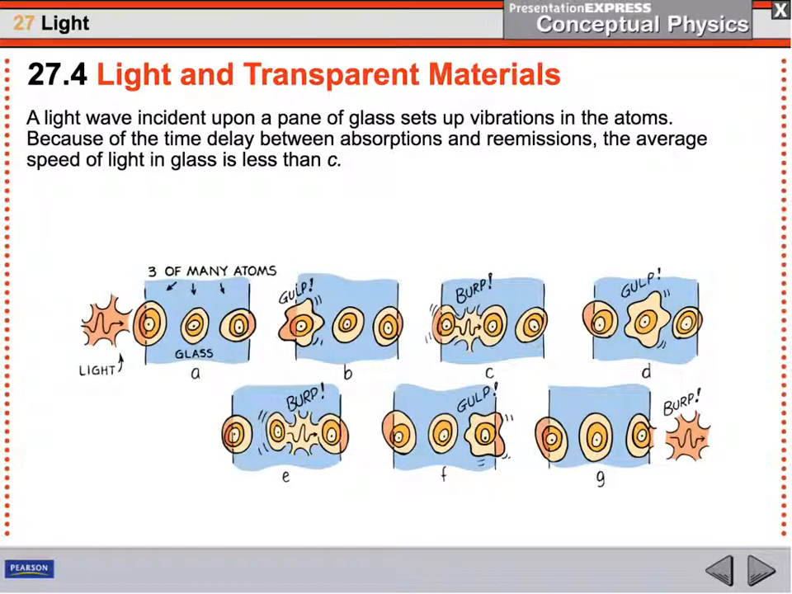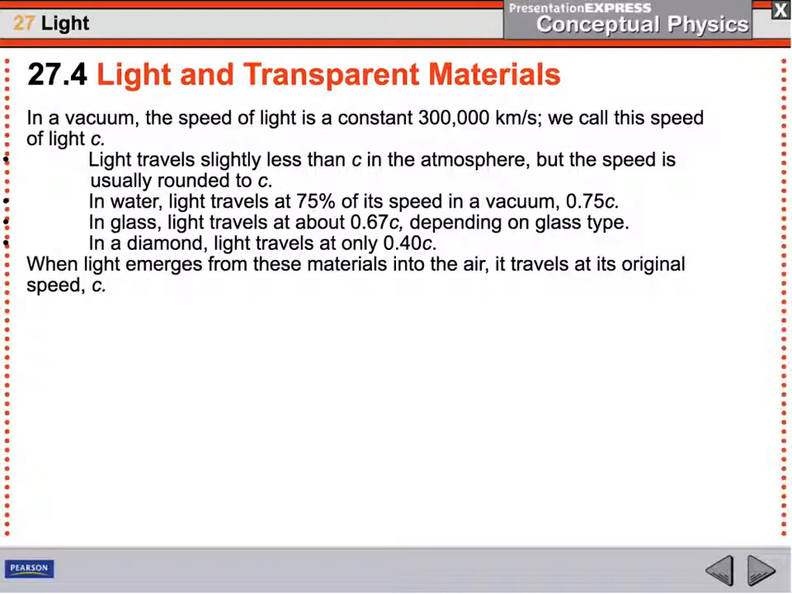A light wave incident upon a pane of glass sets up vibrations in the atoms. Because of the time delay between absorption and re-emission, the average speed of light in glass is less than c. c is the variable we use for the speed of light. In a vacuum, the speed of light is constant, 300,000 kilometers per second. We call this speed c, the speed of light. The light travels slightly less than c in the atmosphere, but the speed is usually rounded to 3.0 times 10 to the 8th.